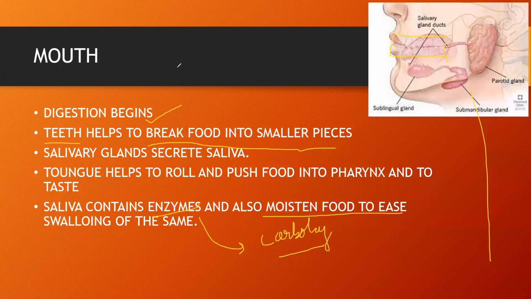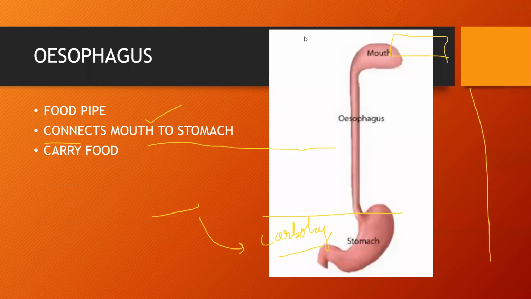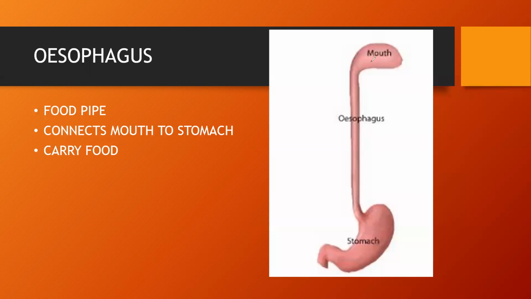Okay. Then next slide is maybe about your food pipe or your esophagus. Esophagus is the food pipe. Food pipe is connecting your mouth to your stomach. Mouth से stomach कौन connect करता है? Esophagus connect करता है. Esophagus connects the mouth to stomach and it carries the food.